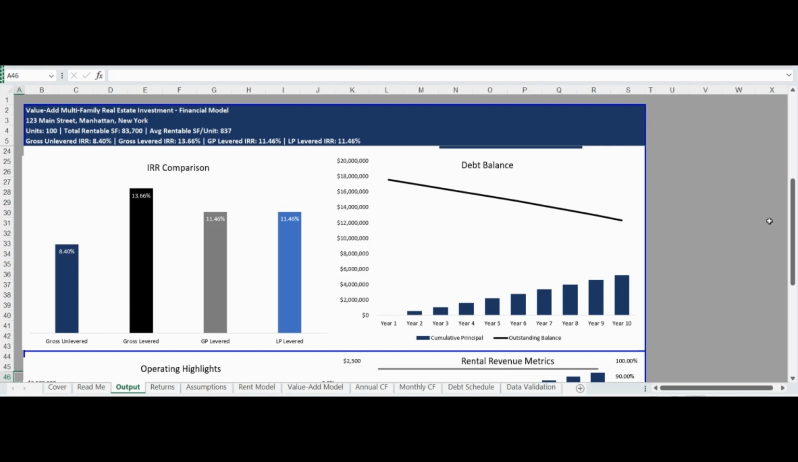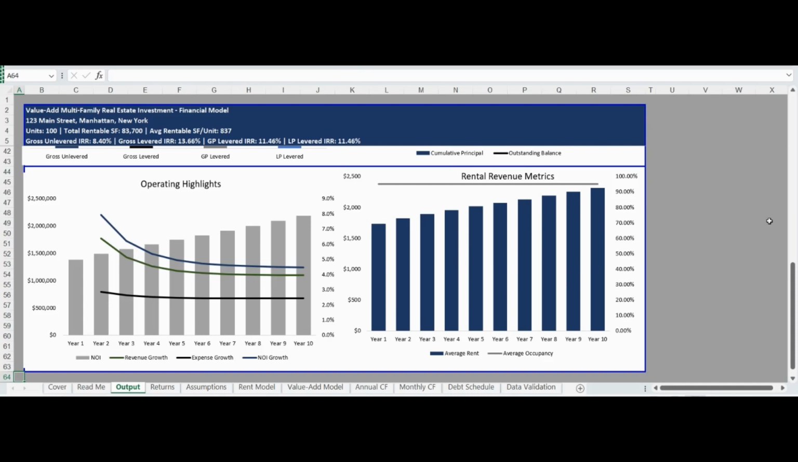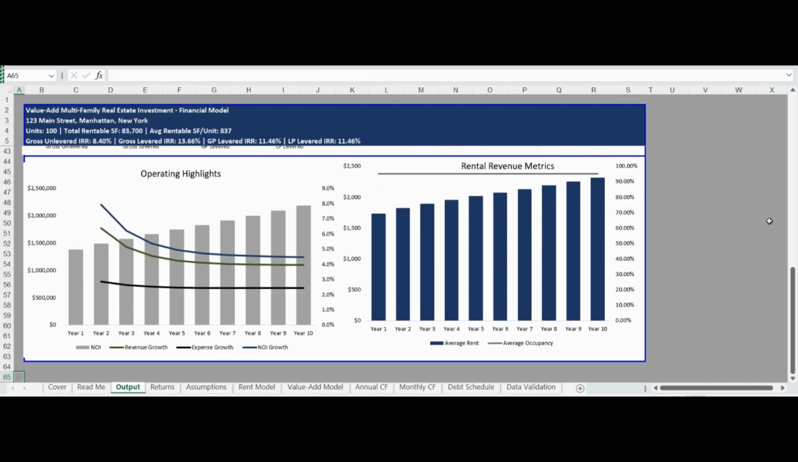A visual is also provided of the debt balance over time showing the cumulative principal paid and outstanding loan balance. The final section visualizes the operating results. The first chart tracks net operating income by year as well as revenue, expense, and net operating income growth. The last chart tracks the average daily rental rate by year as well as the number of days rented by year.